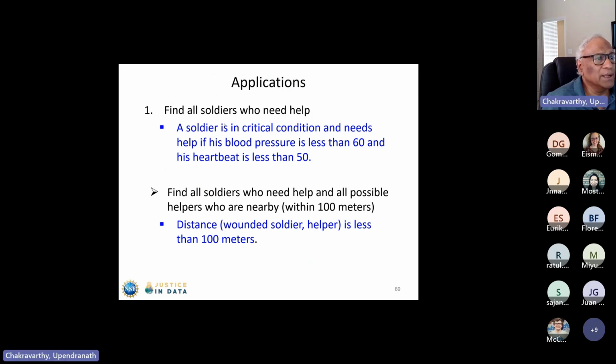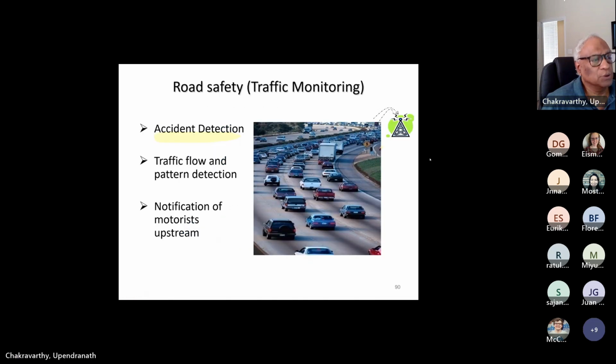Here are some of the applications in the battlefield domain. Find all soldiers who need help, and all possible helpers who are within 100 meters, so you could communicate and seek help. These are the kinds of queries or situations that you want to monitor from the data that is coming in continuously, and notify the appropriate person to take the appropriate steps. This was also used for road safety. I'll skip that.